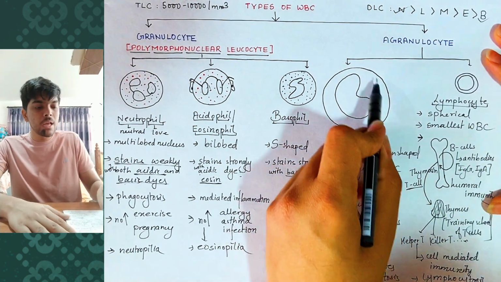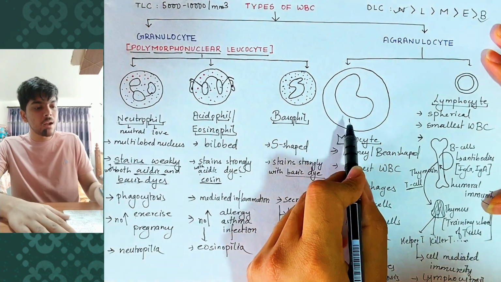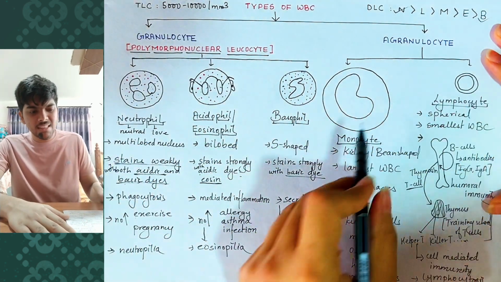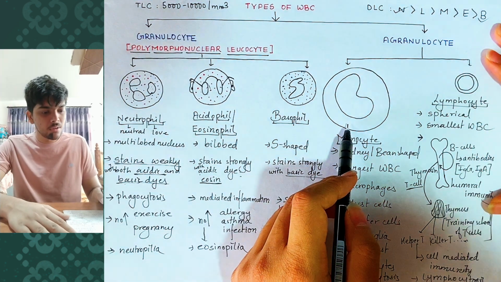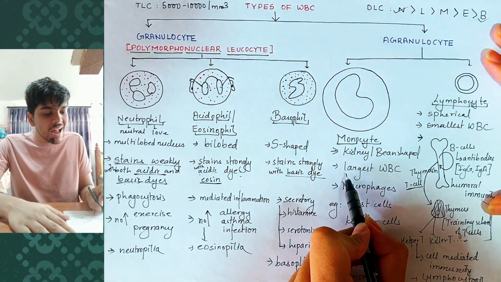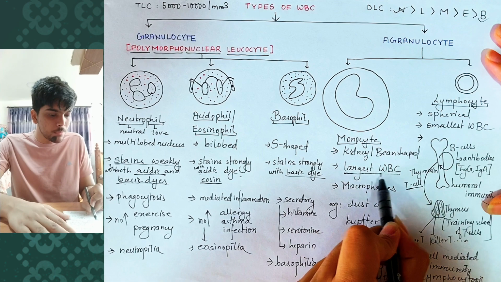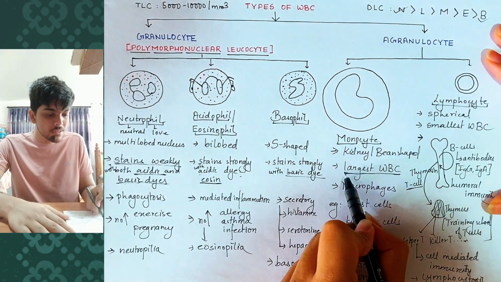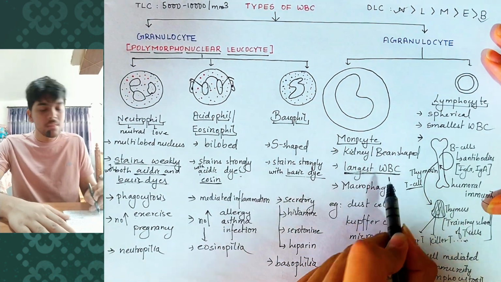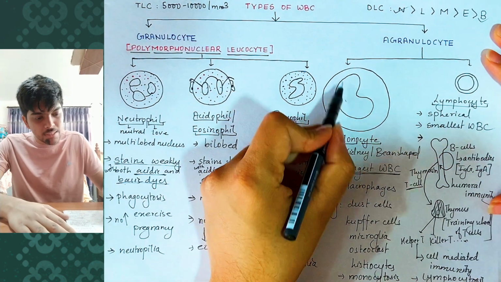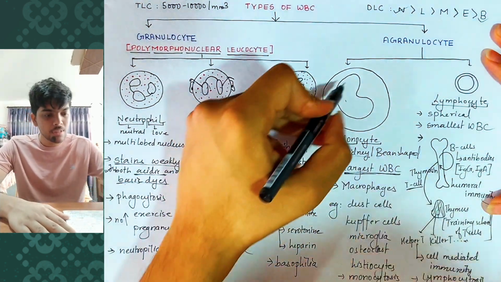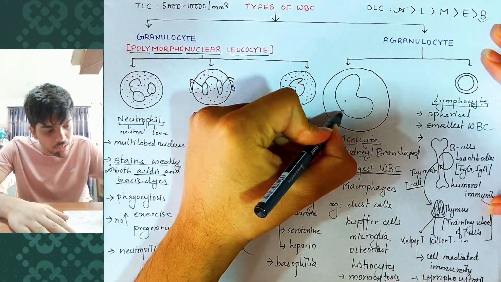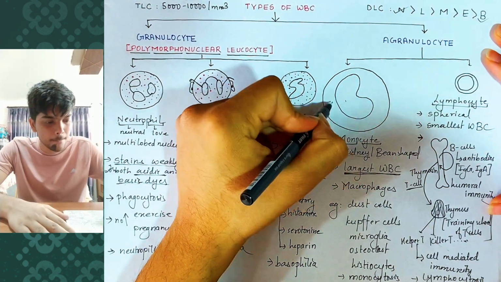Monocyte, if you look at the diagram and compare it with the rest of the cells, you can see that the monocyte is very large. And indeed, it is the largest WBC found in the human body. The type of nucleus present inside this monocyte is kidney or bean shaped. That is, the nucleus is shaped like a kidney or a bean.